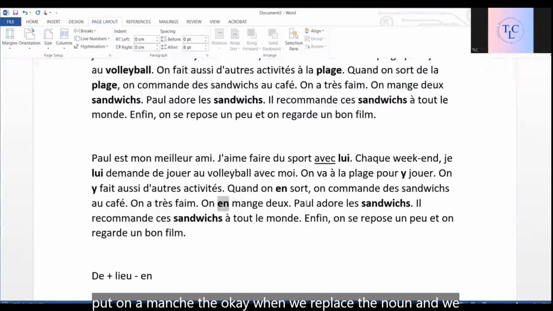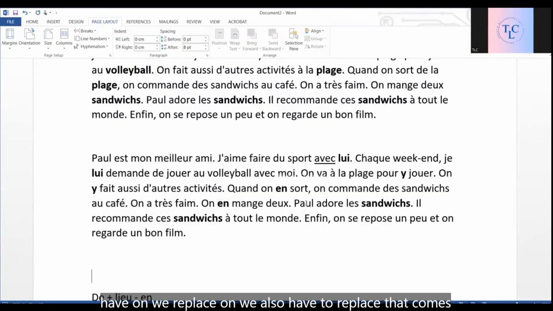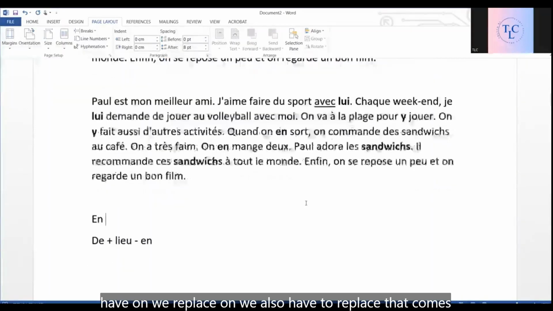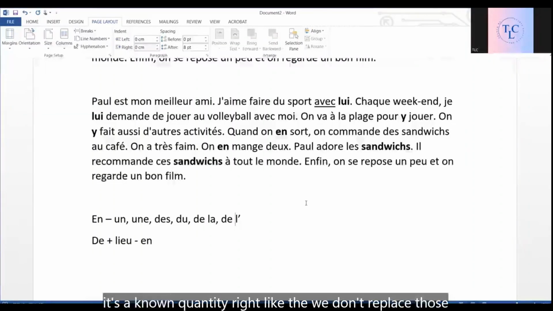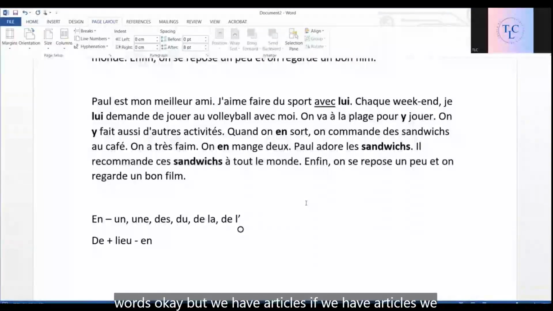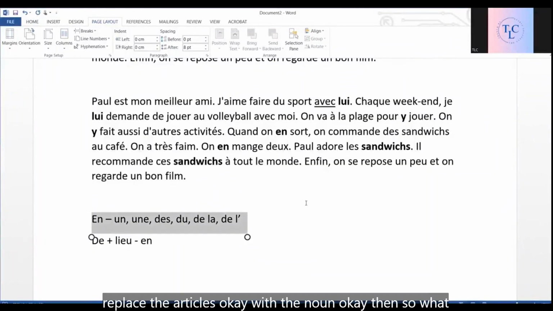Okay. When we replace the noun and we have en, we replace en. We also have to replace un, une, de that comes with the noun: du, de la, de l'apostrophe. But if it's a known quantity, like un paquet, beaucoup, we don't replace those words. Okay, but if we have articles, we replace the articles with the noun.